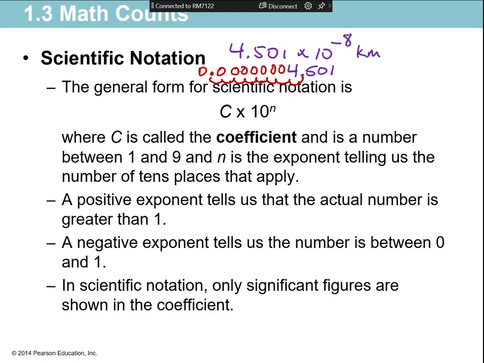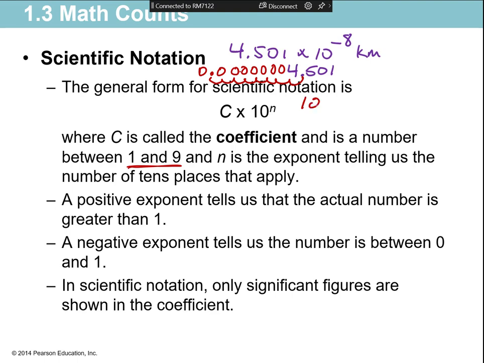So that's a negative exponent. If you have a number less than 1, you move the decimal place to the right. And the rule is, for scientific notation, you want to make your number between 1 and 9. So that's why the decimal place ends up after the 4, so that I end up with 4.501. Your decimal place in scientific notation always ends up so that you have a number between 1 and 9, and the exponent indicates how many decimal places you had to move it.